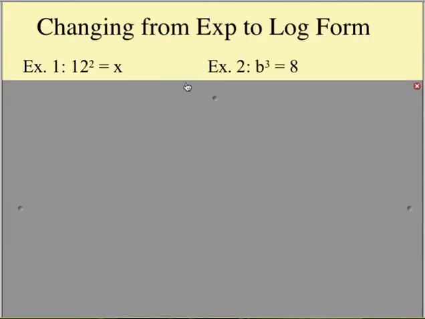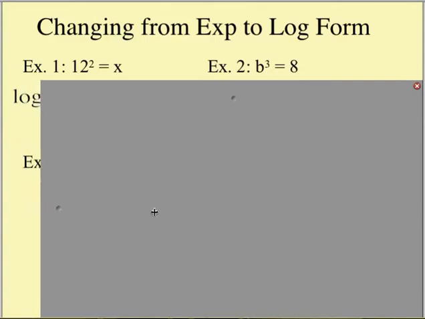I'm going to do two examples, and then the other two I will leave for you to do on your own. So we're going to change this, 12 squared equals x. We're not solving for x. I just want you to change it to logarithmic form. So I'm going to apply log base 12 to both sides, and then simplify.